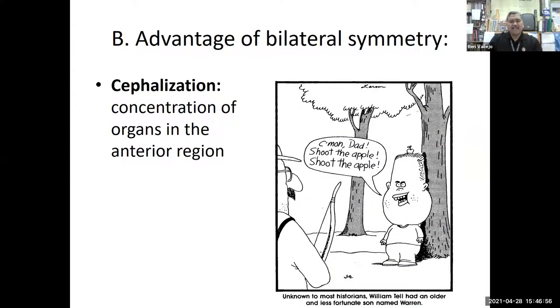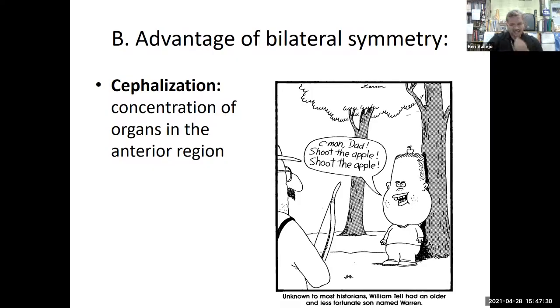Now, why is it advantageous to be bilaterally symmetrical? It is advantageous because of cephalization. Cephalization is the concentration of the organs in the anterior region or the head. You look at the Gary Larson funny, it says here, unknown to most historians, William Tell had an older and less fortunate son named Warren. Warren Tell got a big head.